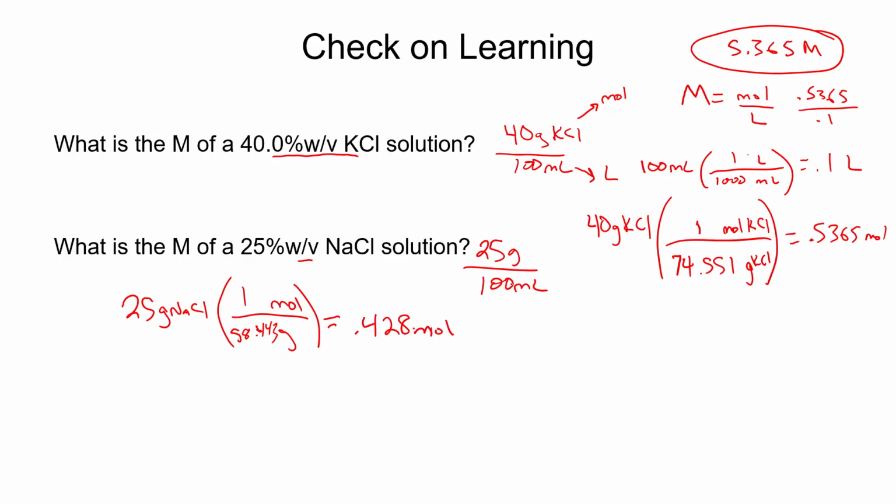Now we already did convert 100 mils to a liter, so it's 0.1 liters. So putting this in the molarity equation, 0.428 moles over 0.1 liters. And we get 4.28 as our molarity.